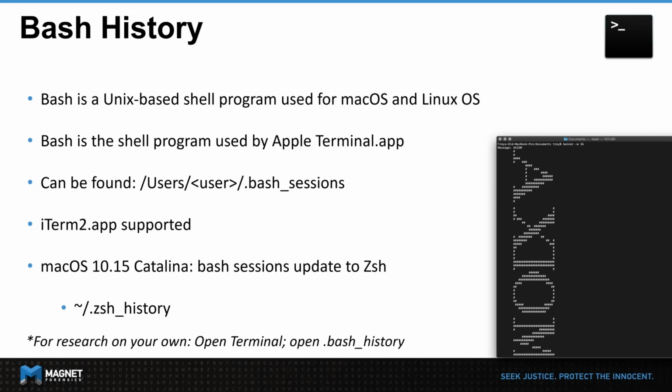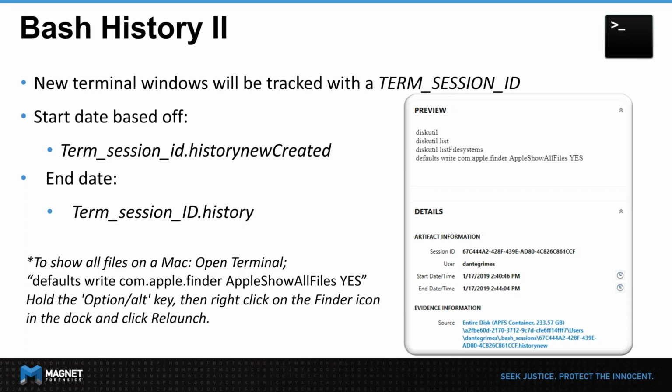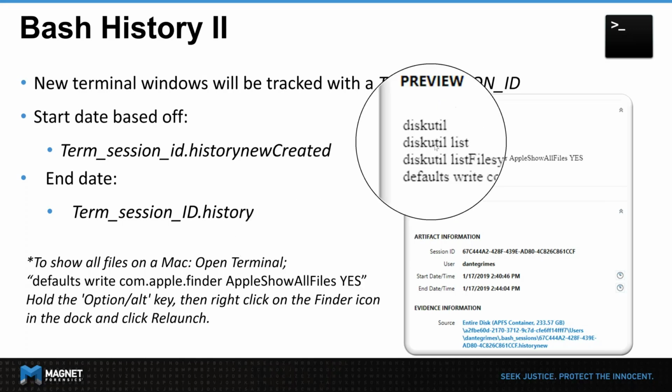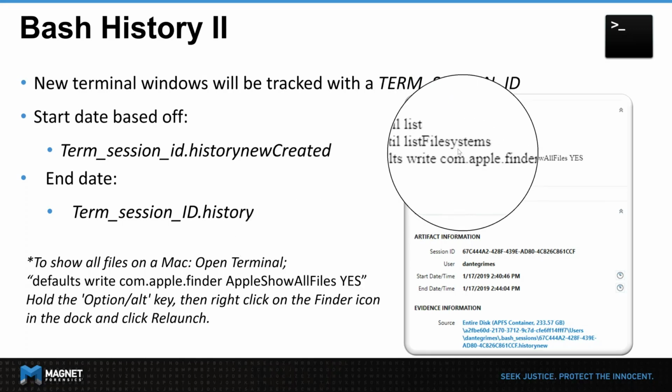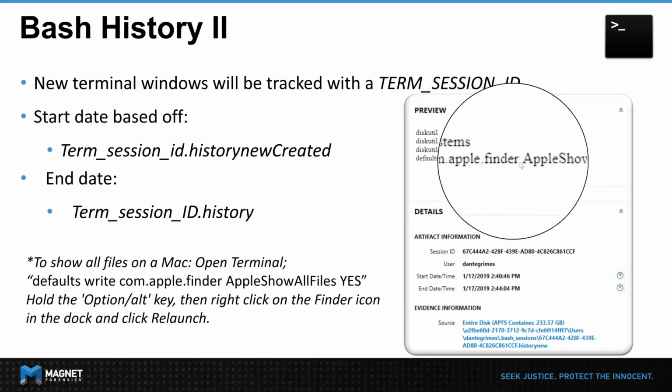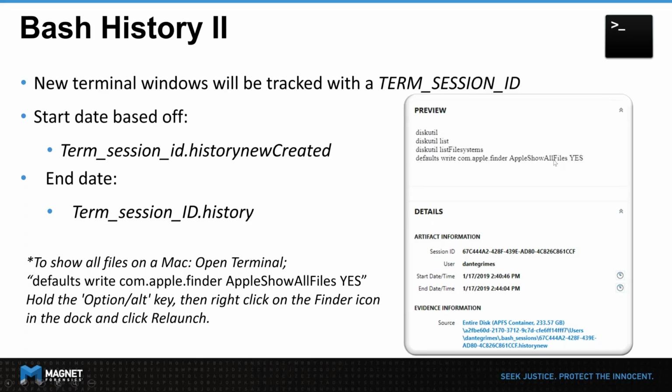Now, when you start running bash, you're going to have a couple of dates you want to look at. On the right-hand side here, you can see the preview of what I ran as diskutil list, listing all the file systems, and then showing all files inside this Mac, so showing all the hidden files. As you can see underneath the details panel, you get a session ID, the user, and the start and end time. That start time is based off that term session ID with the history new created, and then that end time is going to be the term session ID.history, which is essentially when we close that window out. So definitely keep that in mind.